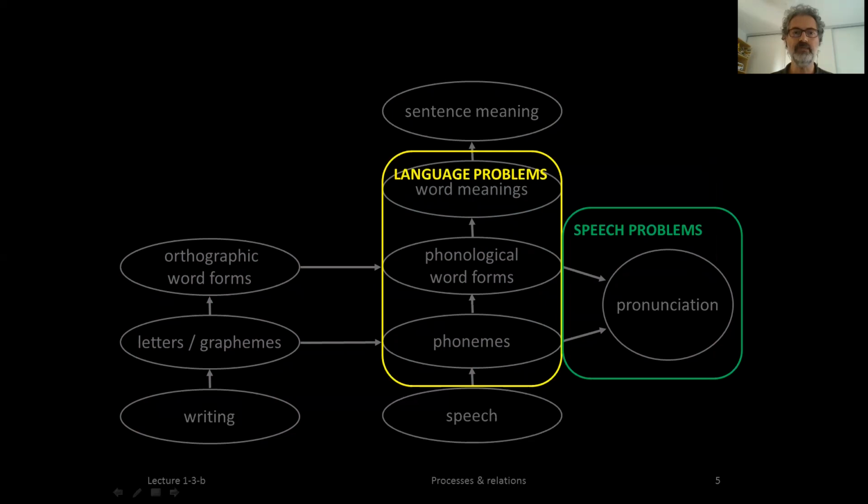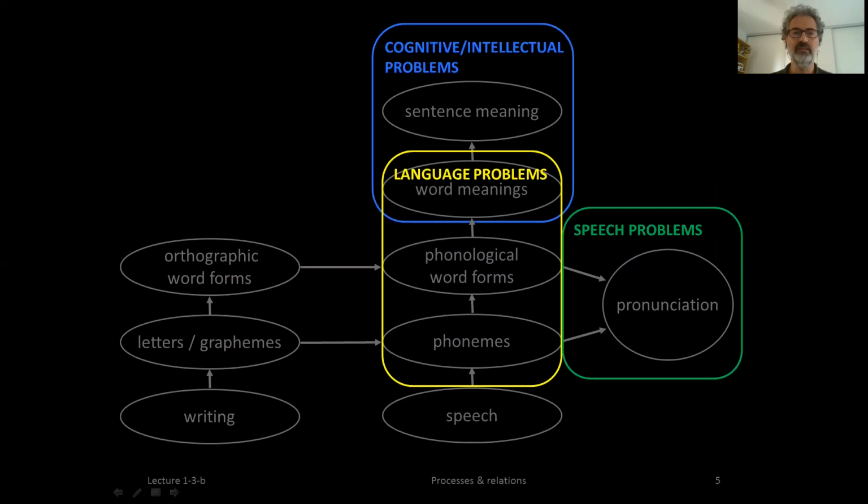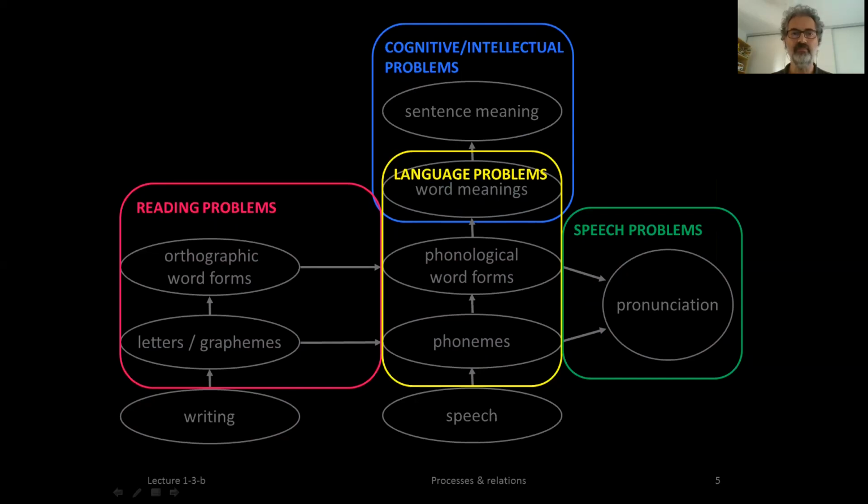Here there would be speech problems. These are intellectual problems, and only these would be reading problems, which means if you want to reach an understanding here, of course you need to go through reading. So a reading problem will limit your understanding, but the understanding itself, which takes place here, will be limited by language and cognitive difficulties rather than frank reading problems.